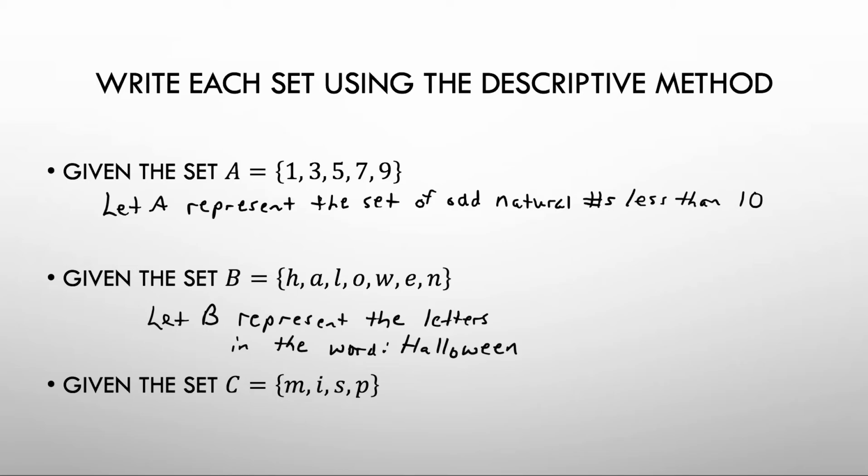What about part C? So we're going to let C represent, again, we have letters. Can you tell what word that is? Remember that you're not going to have any letters that are duplicated in your set. So I think that those 4 letters are going to be the 4 letters in the word Mississippi.